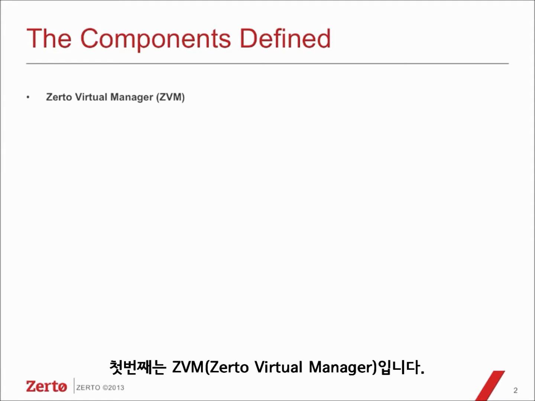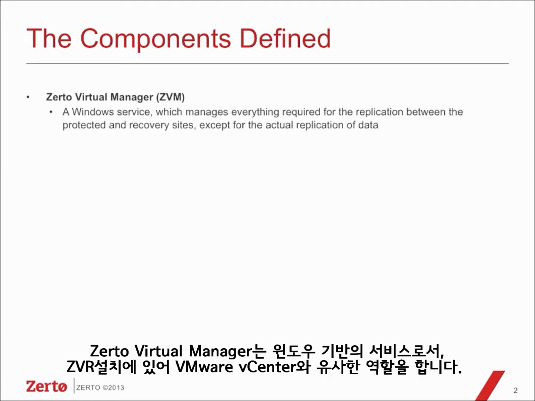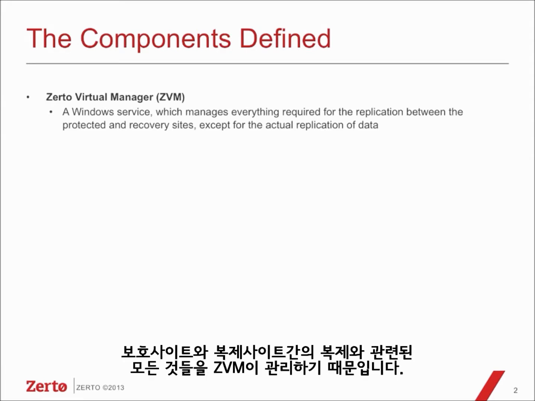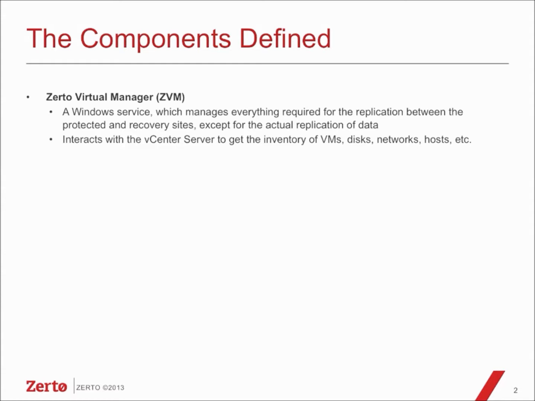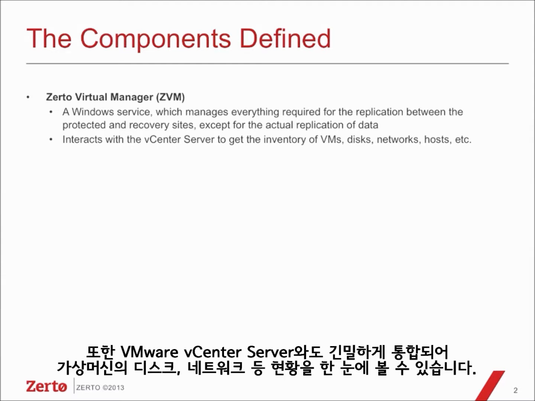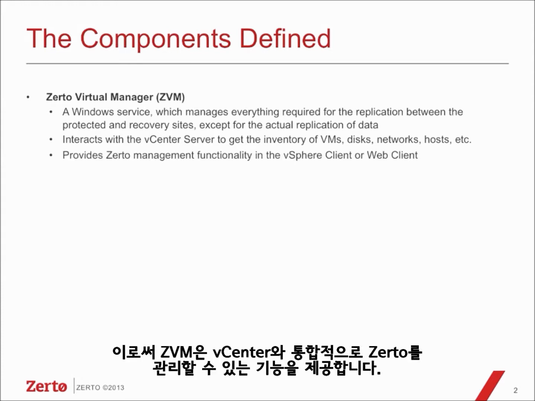First is the Zerto Virtual Manager. The Zerto Virtual Manager is a Windows service. It installs very much like vCenter itself, but it manages everything required for the replication between your different sites, protected and recovery sites. It completely integrates with vCenter Server, and it gives you an inventory of the disks, the VMs, the networks, etc. And then it allows for Zerto management functionality to coordinate along with vCenter.